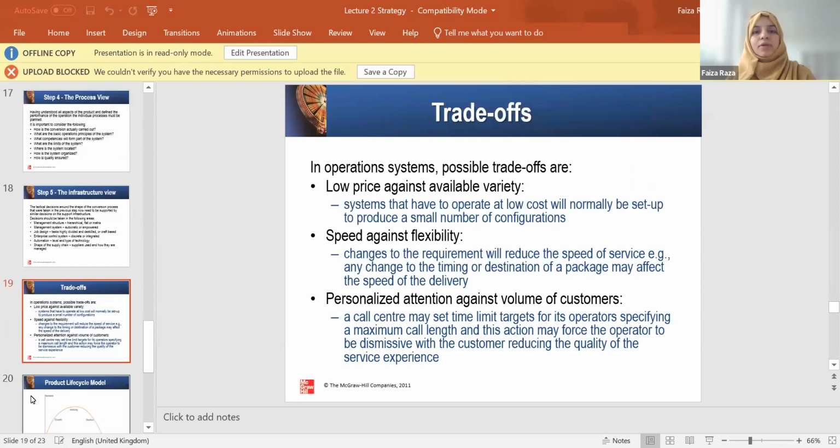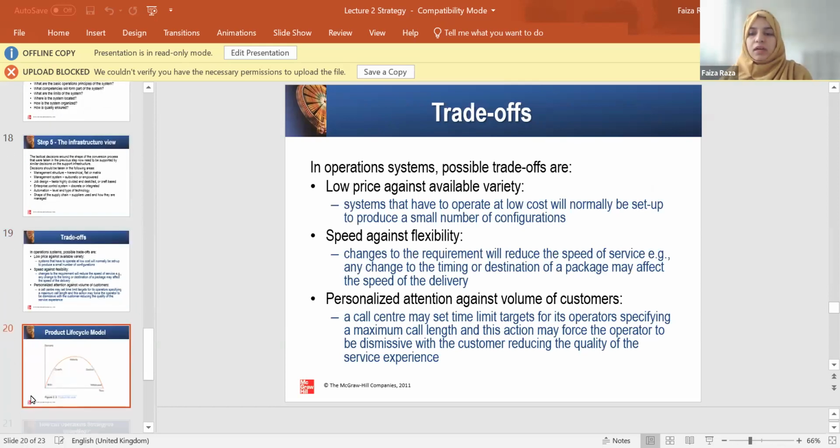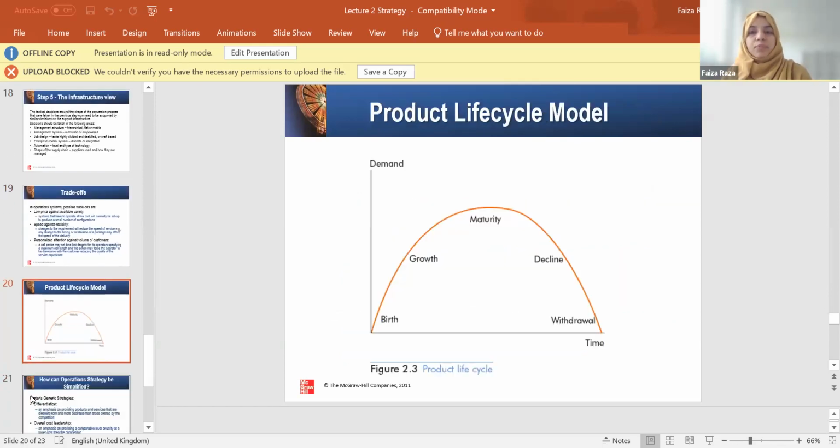Now we will discuss trade-offs. In an operation system, possible trade-offs are low price against available variety, speed against flexibility, and personalized attention against volume of customers. Then in class, we have discussed the product life cycle model.